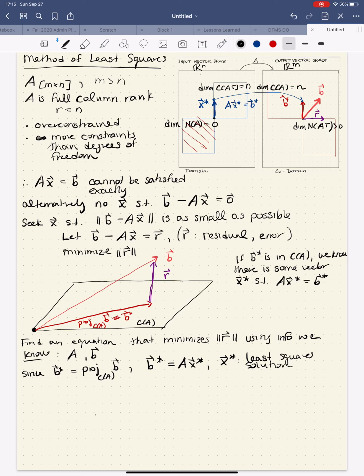And from vector properties, the other thing that we know is just vector addition. We know that B is equal to B star plus R. And so if I solve for R, R is equal to B minus B star. Well, I know what B star is relative to A, so I'm just going to make this substitution here. So R is equal to B minus AX star.